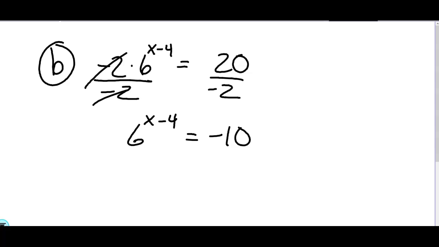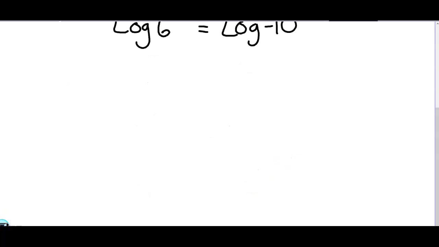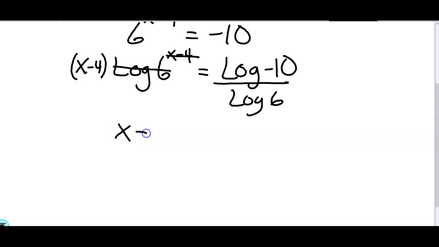Jermaine, what's next? You log both sides. It doesn't matter which one you do. You could do log base E. Okay. Alex, now what? X minus 4 to the front? Good. Tristan, what's next? Divide by log 6. Okay, go ahead and do that in your calculators for me.